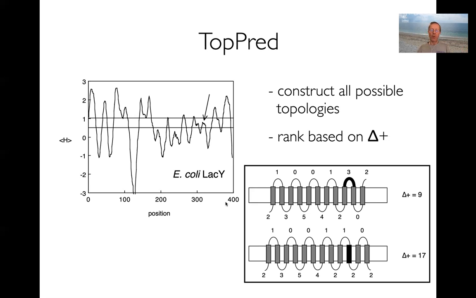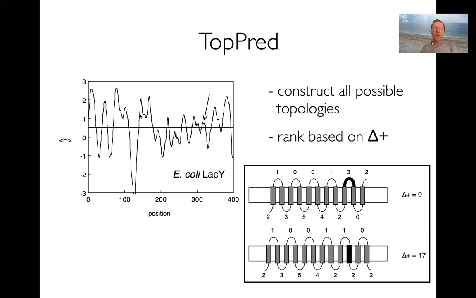And of course, for lac permease, this is the correct one. It has 12 transmembrane helices, and it has both N and C termini facing the inside. So what was difficult to do when you only looked at hydrophobicity actually turned out to be quite simple when you could also take the positive inside rule into account. So that's what Topred did.